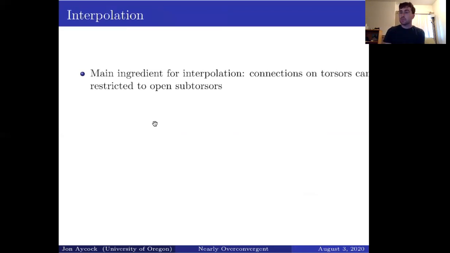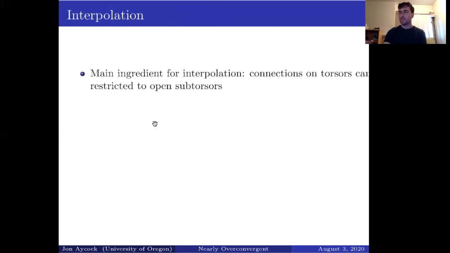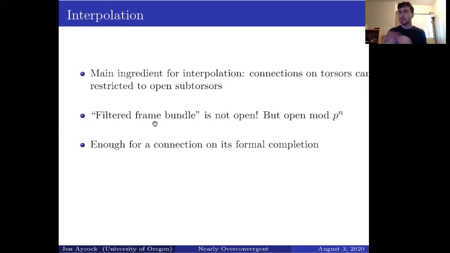Okay, now in order to interpolate these connections, the main ingredient is that connections on torsors can be restricted to open subtorsors. So we have a connection on a GL2 torsor, and we want an open subtorsor. This filtered frame bundle is a subtorsor, but it's actually not open. That's a bit of an issue, but it is open mod p^n. Once you base change to Z mod p^n, this filtered frame bundle becomes open. And once you collect these, that's enough for a connection on its formal completion. Not necessarily algebraically, but on its formal completion, that's enough.